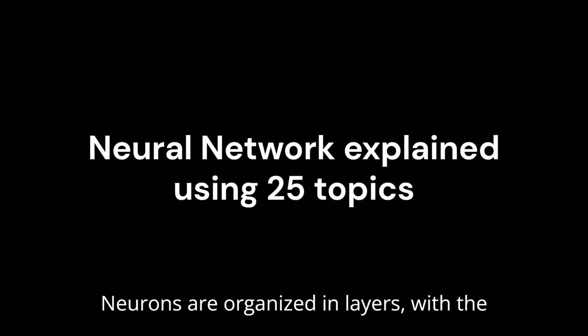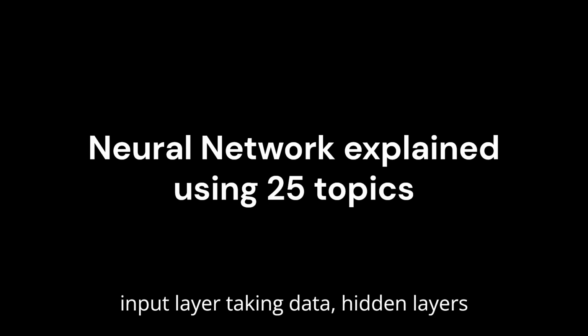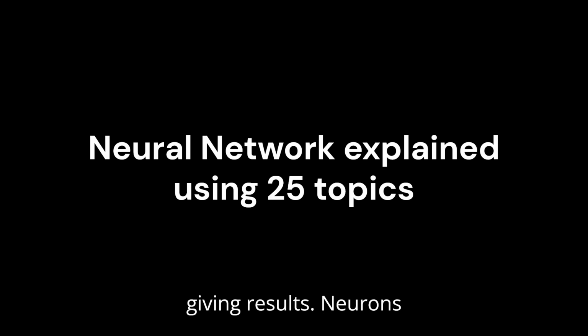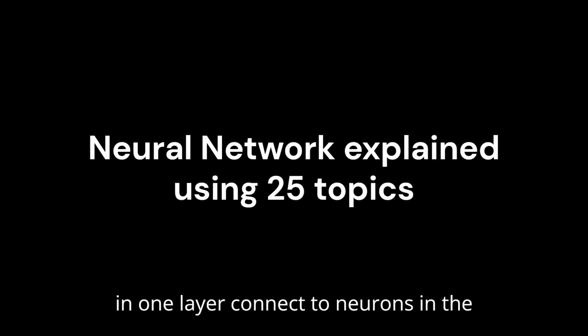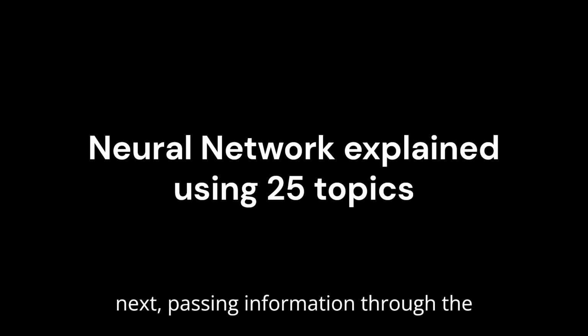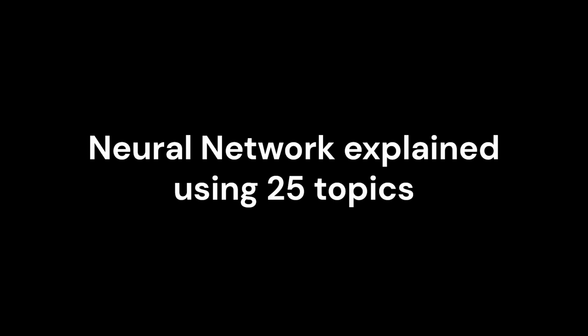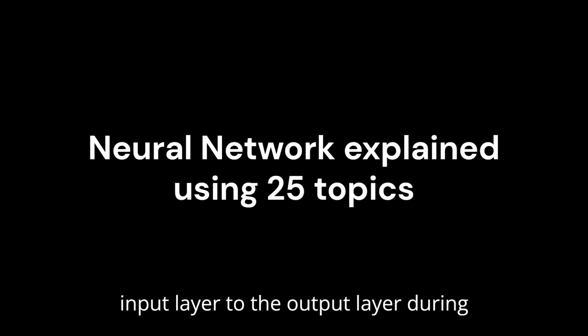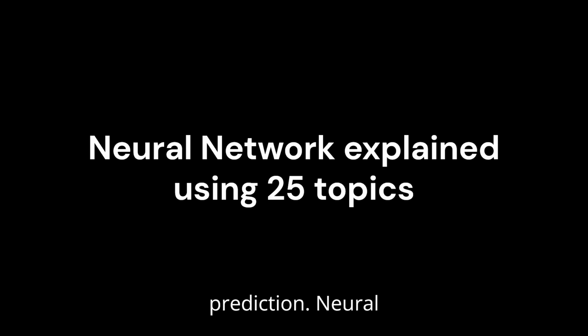7. Layers. Neurons are organized in layers, with the input layer taking data, hidden layers processing it, and the output layer giving results. 8. Connections. Neurons in one layer connect to neurons in the next, passing information through the network. 9. Forward propagation. Information flows from the input layer to the output layer during prediction.